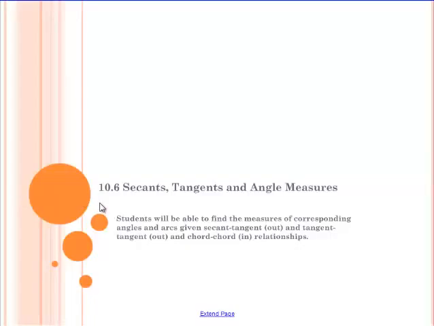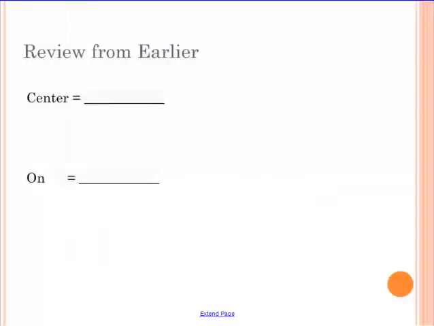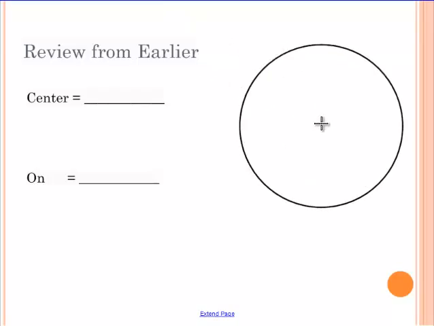For section 10.6, we're going to be finding a lot of angle measures using secants and tangents. So review from earlier: if we had a circle, and the center was about there, and we had an angle in the center of the circle, that looks like a 90-degree angle, it was actually equal to the arc. Center is equal to arc.